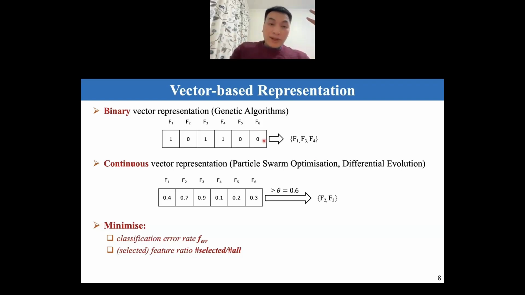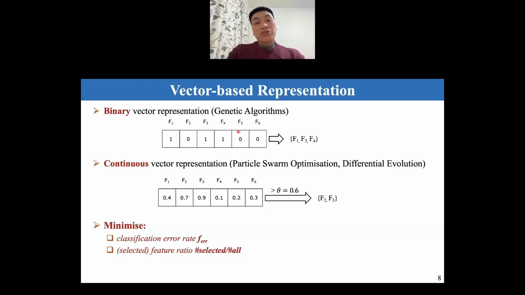So for the representation, the most popular one is going to be the vector-based representation. And the idea is quite simple, right? You're going to use a vector with a length equal to the number of features. So for example, here we have 6 features. We're going to have a vector of length 6. And each vector entry is going to tell me whether the corresponding feature is selected or not, okay?